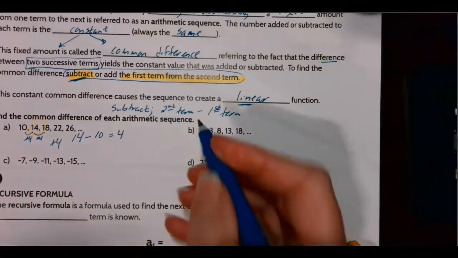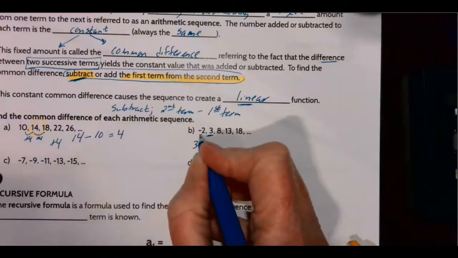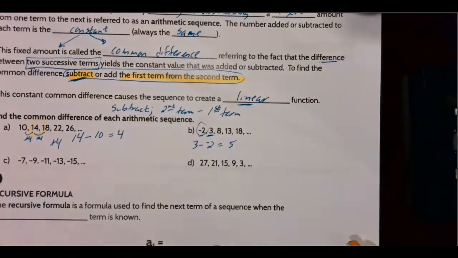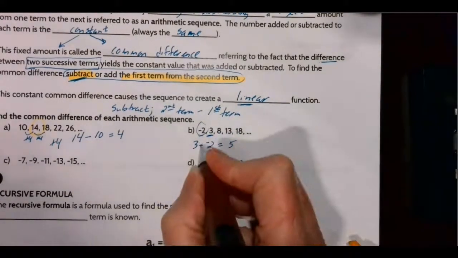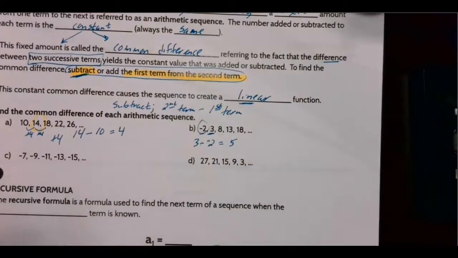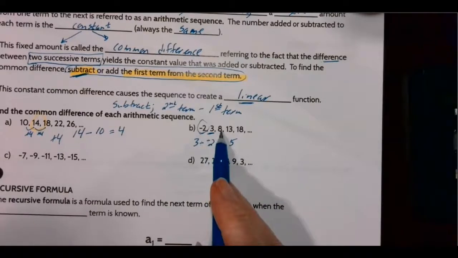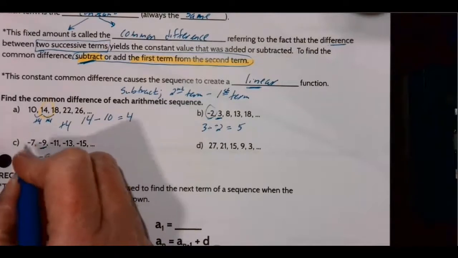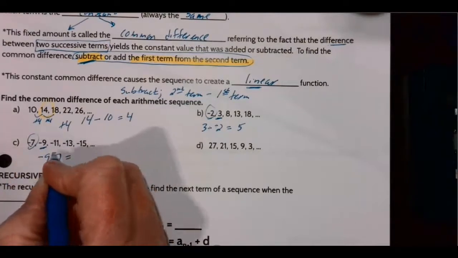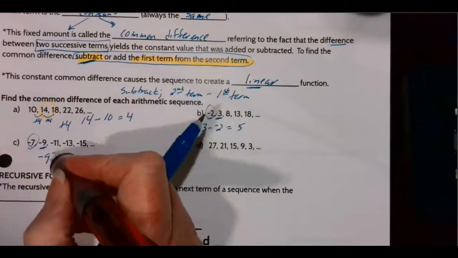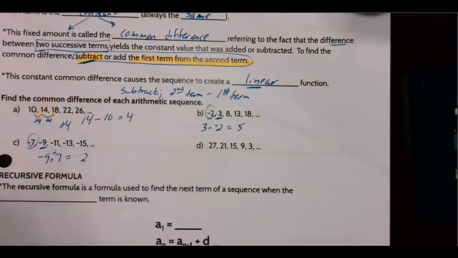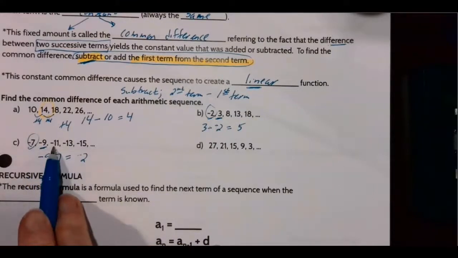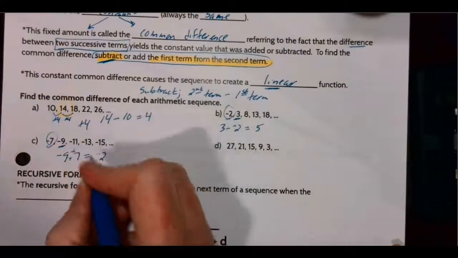So for instance, on B, we're going to take the second term, 3, minus the first term, -2. And when we subtract, we get 5, because we know that subtracting a negative is the same as adding its opposite. So we're going to get 5. So I would add 5. Is that true? 3 plus 5, 8 plus 5? Yes. Okay, here we go again. We're going to take the second term, -9, minus the first term. And when I do that, I get a -2. So does it go as -2 if I take -9 plus -2? Do I get -11?